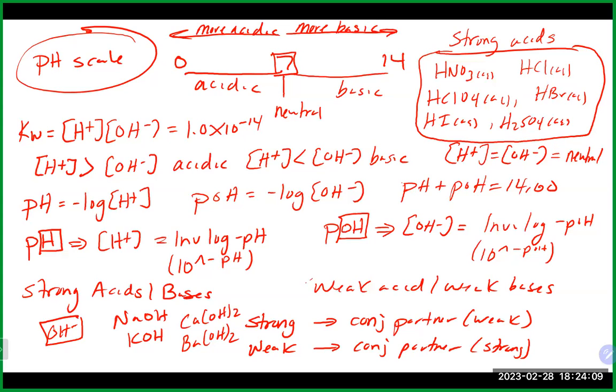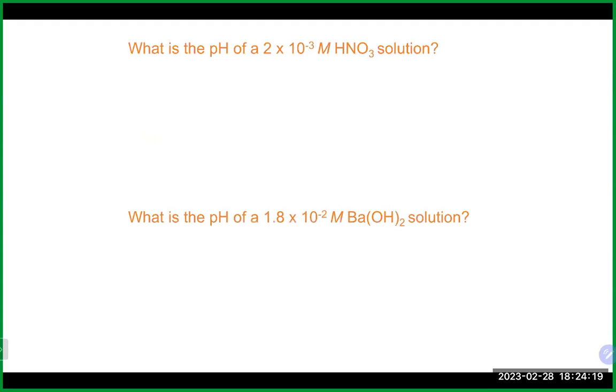Any questions on any of those things we talked about, I think, last time? Okay, then I think we left off on these two examples here. We're looking for the pH of a 2 times 10 to the minus 3 molar nitric acid solution, and the pH of a 1.8 times 10 to the minus 2 molar barium hydroxide solution. Why don't you take a couple of minutes. Those should be recognizable to you as a strong acid and a strong base. See what you come up with.